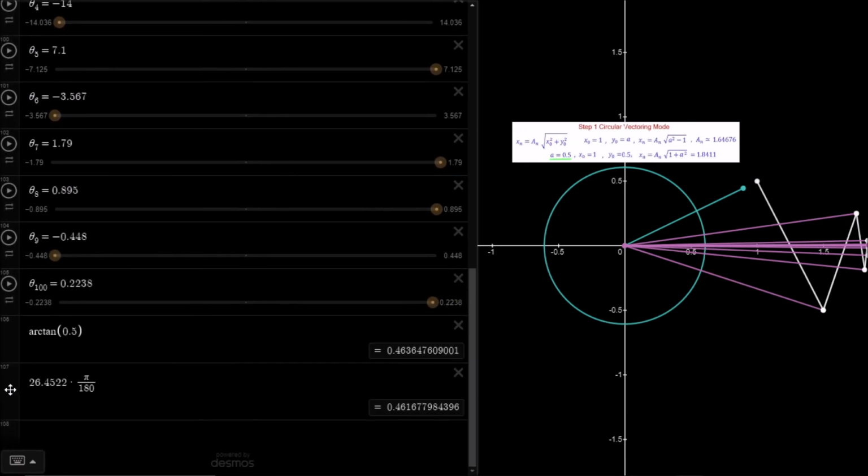So what we do is we take the 26.4522, we multiply it by pi, divide it by 180, and that gives us our final value in radians. And you can see this value here is 0.4616, and that's an approximation to the value that we have above, 0.4636. So this does work, and this is us using the simulator in vectoring mode. So let's go ahead and we'll see how we use the simulator in rotation mode.